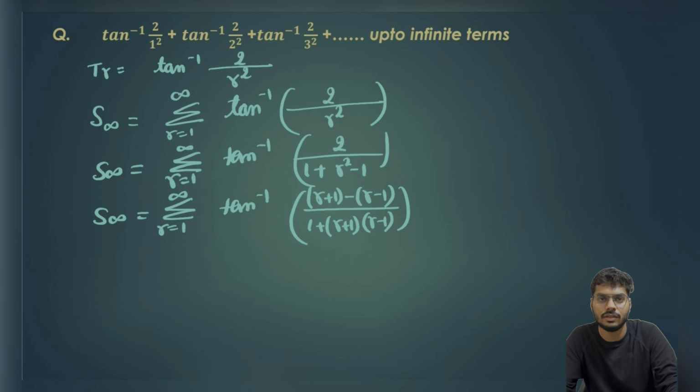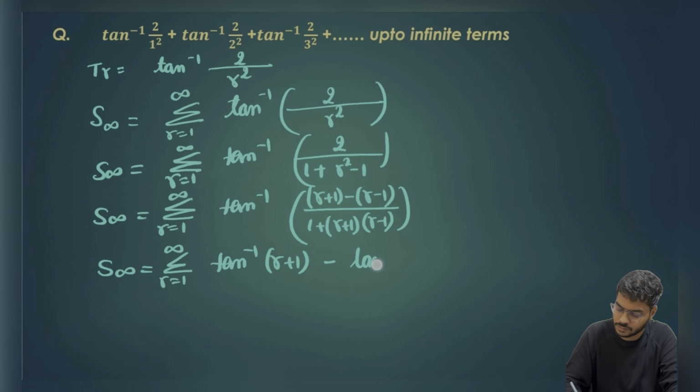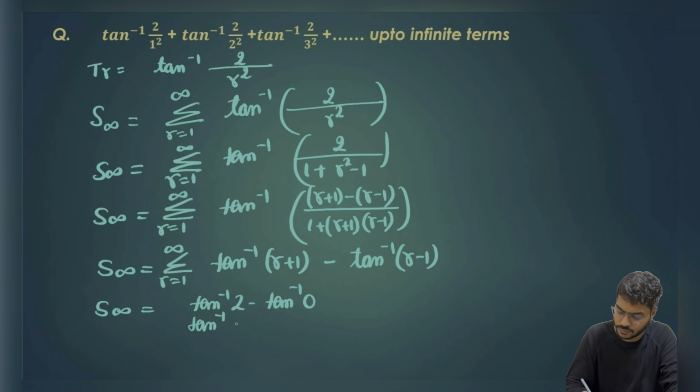A very simple problem, right? Put again the formula. What is the formula? Tan inverse (R plus 1) minus tan inverse (R minus 1). I just created a difference method. Now I have to put all the values. Put R as 1. I will get tan inverse 2 minus tan inverse 0. If you notice, there is a difference of 2, right? So 2 terms will be left in the starting and 2 terms left in the ending.